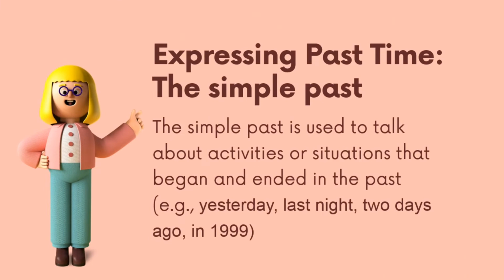Let's begin with the definition first. What is simple past? When you express something happens in the past, you use simple past. The simple past is used to talk about activities or situations that began and ended in the past. For example, when you say yesterday, last night, 2 days ago, in 1999, you must use simple past tense.